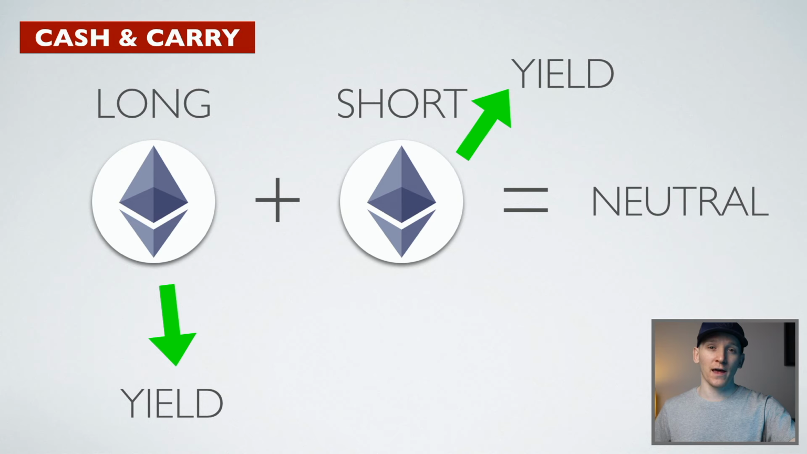A lot of people will trade ETH with this as well instead of Bitcoin, and there's a big reason for that, and that's because ETH actually pays staking rewards, which can up the yield that you're getting out of that strategy.